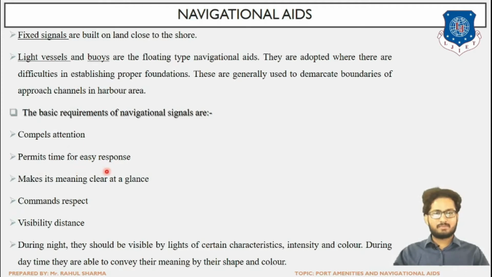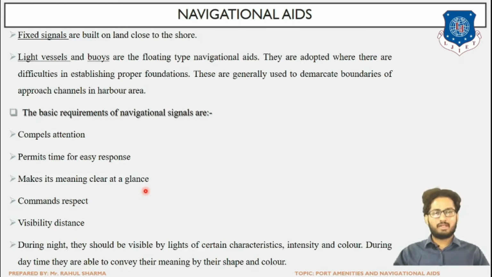Permits time for easy response, that is they should be in such a manner that they give sufficient time for the navigator for easy response. So the response after interpretation of what it is displaying to the navigator should be with ease. Makes its meaning clear at a glance. So it should not be in such a way that it creates confusion, because ultimately the purpose is to give specific direction, allotting the specific route.